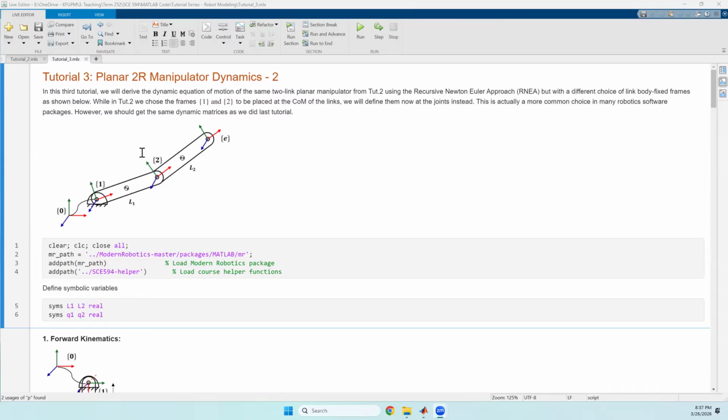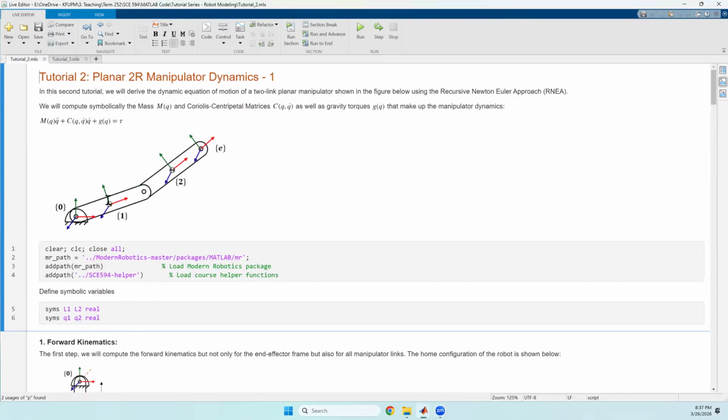However, if we go back here, you'll find that when we placed the intermediate link frames, frame 1 and frame 2, we placed them at the center of mass, and we said that this is a choice. We can do that. We can also do it at any other point.